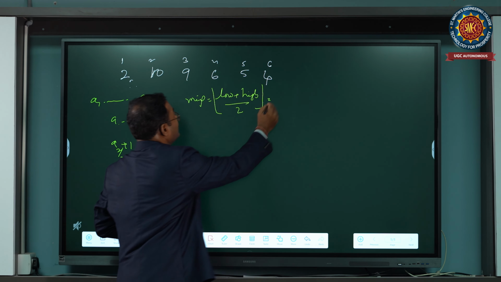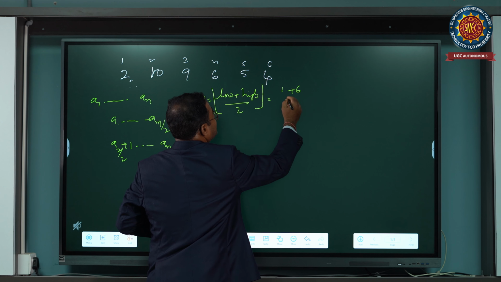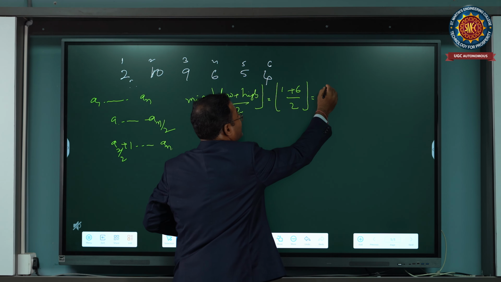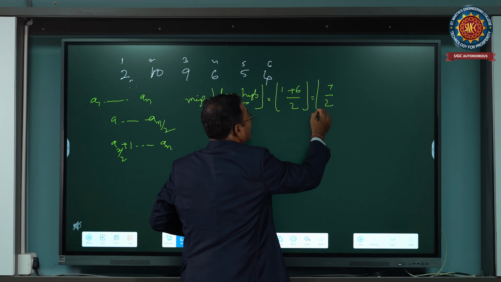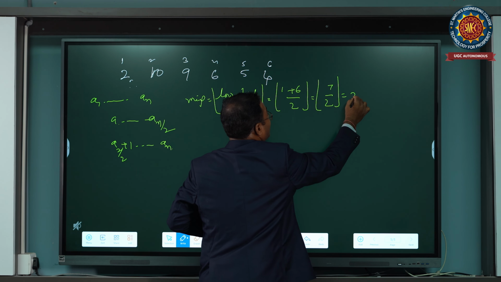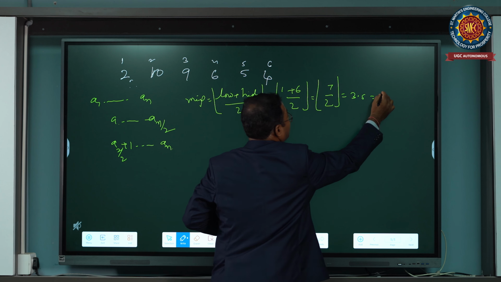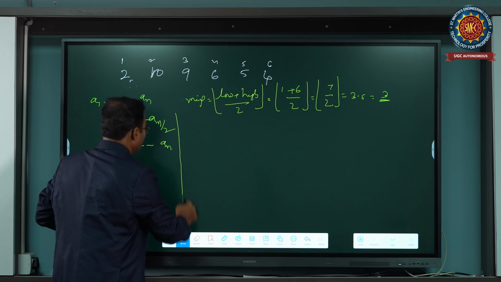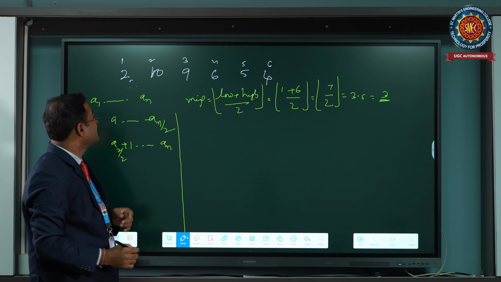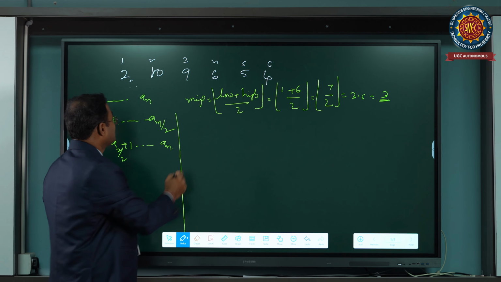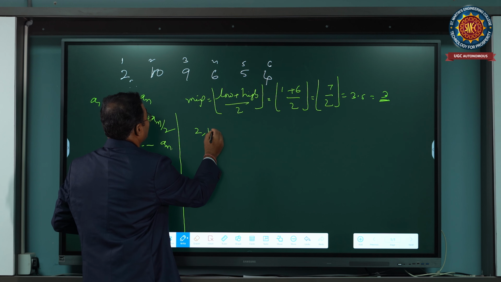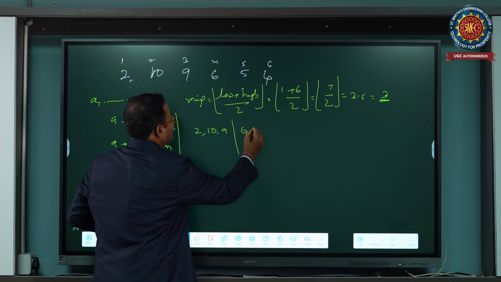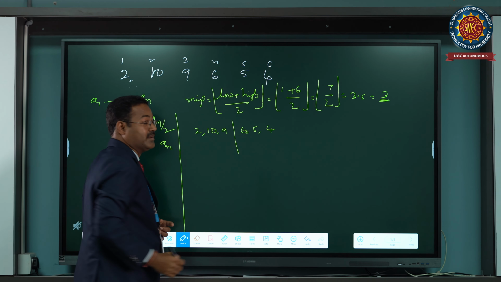What is the mid value? 1 plus 6 by 2 is 7 by 2, which is 3.5. This is the floor, which means we can take 3 only. Now I am dividing the problem into two sub-problems: 1 to 3 is one sub-problem, 2, 10, 9, and 6, 5, 4 is one more sub-problem.